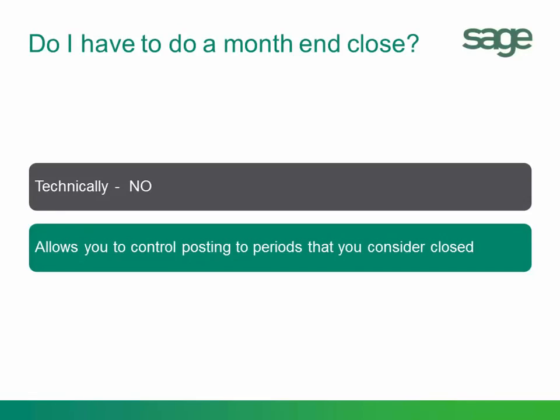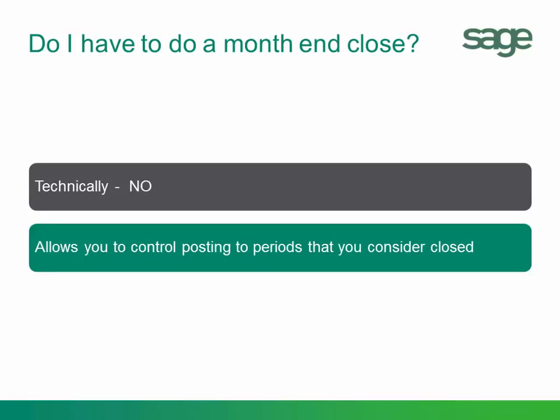Now, do you really have to do a month-end close? Whenever you post transactions, they are being stored based on the posting date, and that posting date defines the period that they're reflected in. So technically, you don't. However, it does allow you to control posting to periods that you consider closed. It's very easy to inadvertently post to an open period.